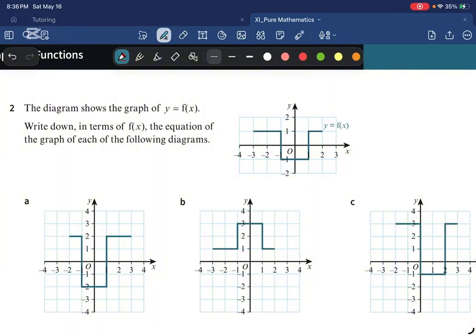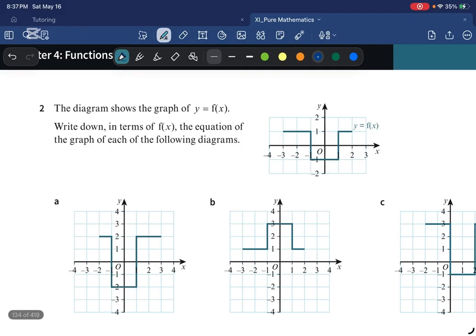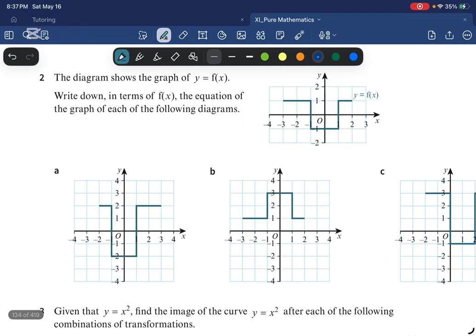The diagram shows the graph of y is equal to f of x. Write down in terms of f the equation of the graph of each of the following diagrams. So let's see. Obviously, we have a long part here and a short part here. The long part and the short part, they have switched sides. So there is some f of minus x involvement. There is a flip over the y-axis, right? So you have something flipped over the y-axis that is going to give you the red graph.